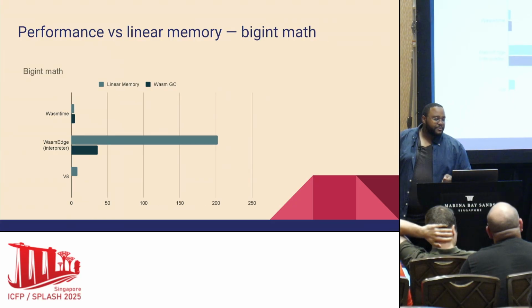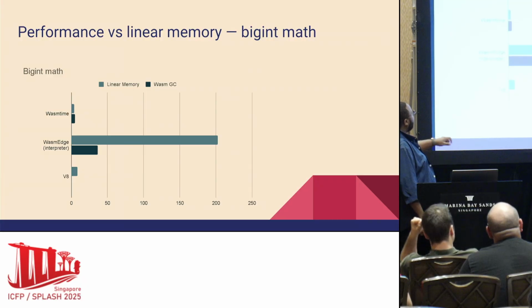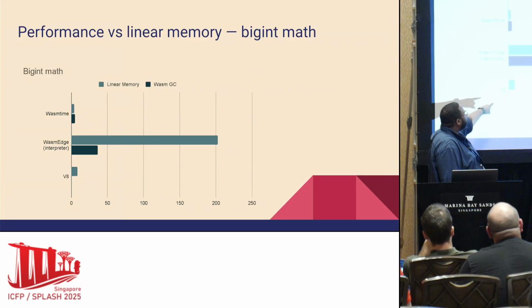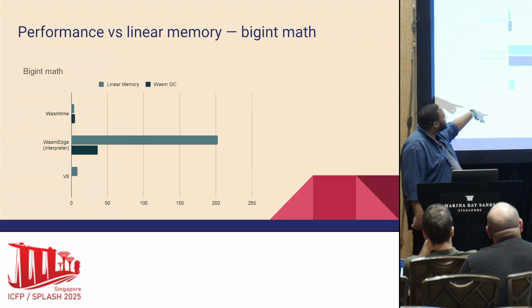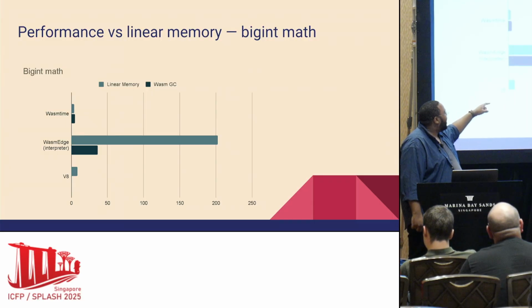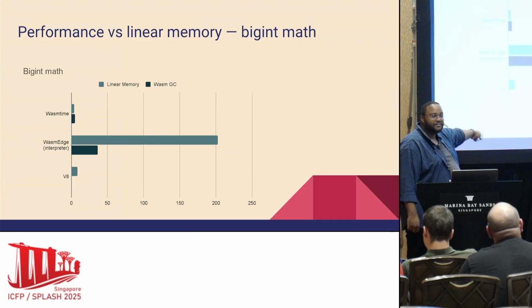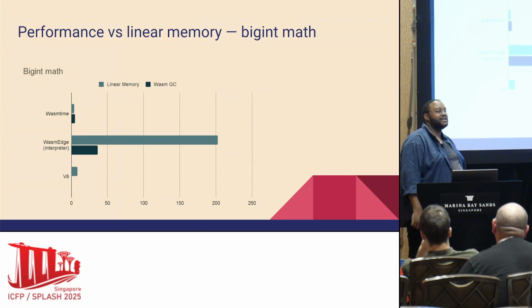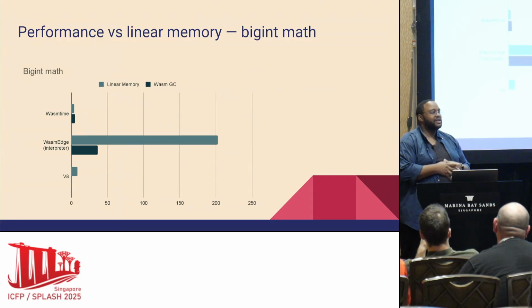For BigInt math, we see pretty much the same thing. One thing that you'll notice here is that for the V8 side, there is no bar. That's not because it didn't work. I thought it didn't work when I ran the benchmark because it finished instantly. And it took me a while to track down what was actually going on here. And it turned out that V8 said, well, actually, we don't need to do any allocations for this whatsoever.